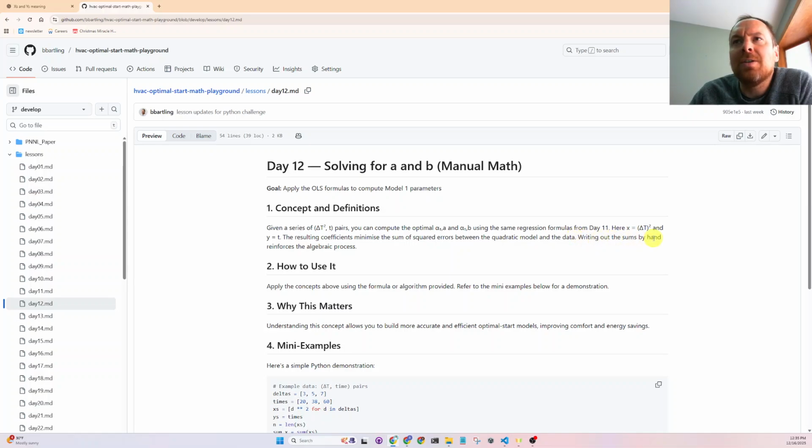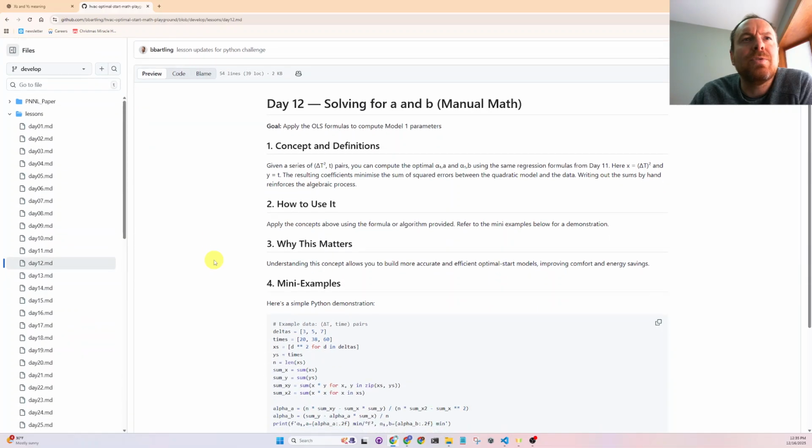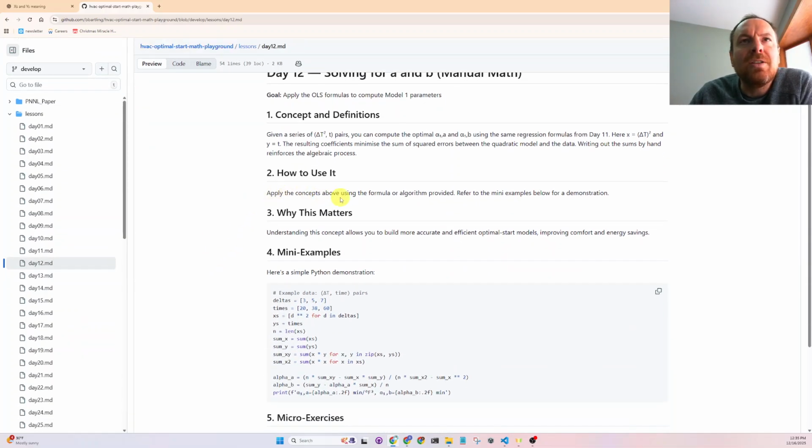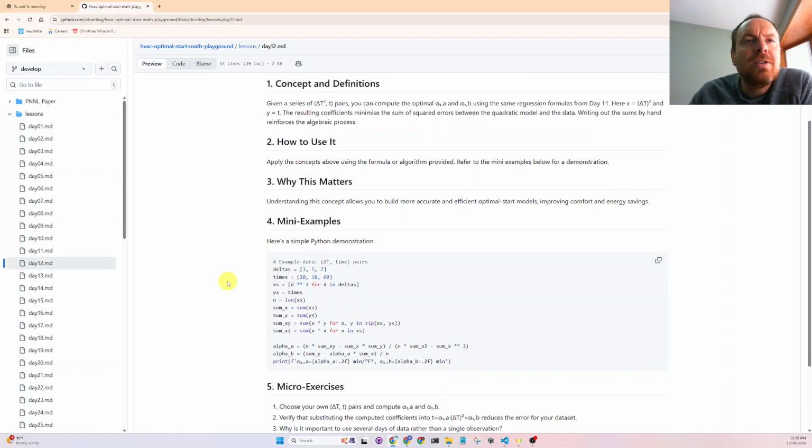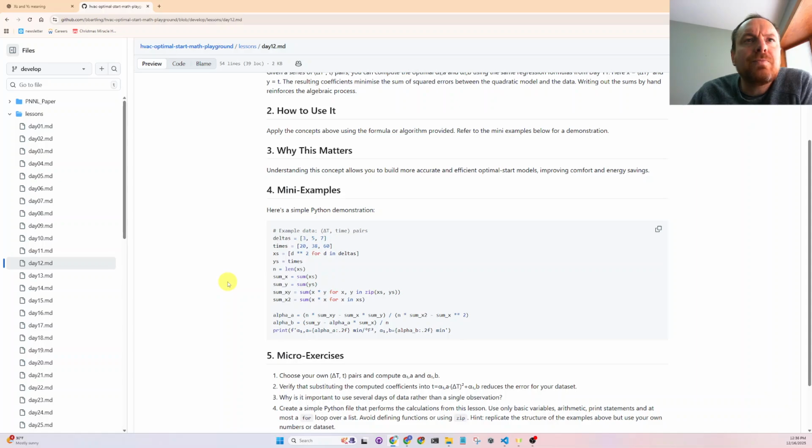Writing out the sum by hand reinforces the algebraic process. Apply the concepts using a formula algebra to refer to them in an example. Understanding this concept allows you to build more accurate energy efficient optimal start models, improving comfort and energy savings. So here we have some fake data, looks familiar.